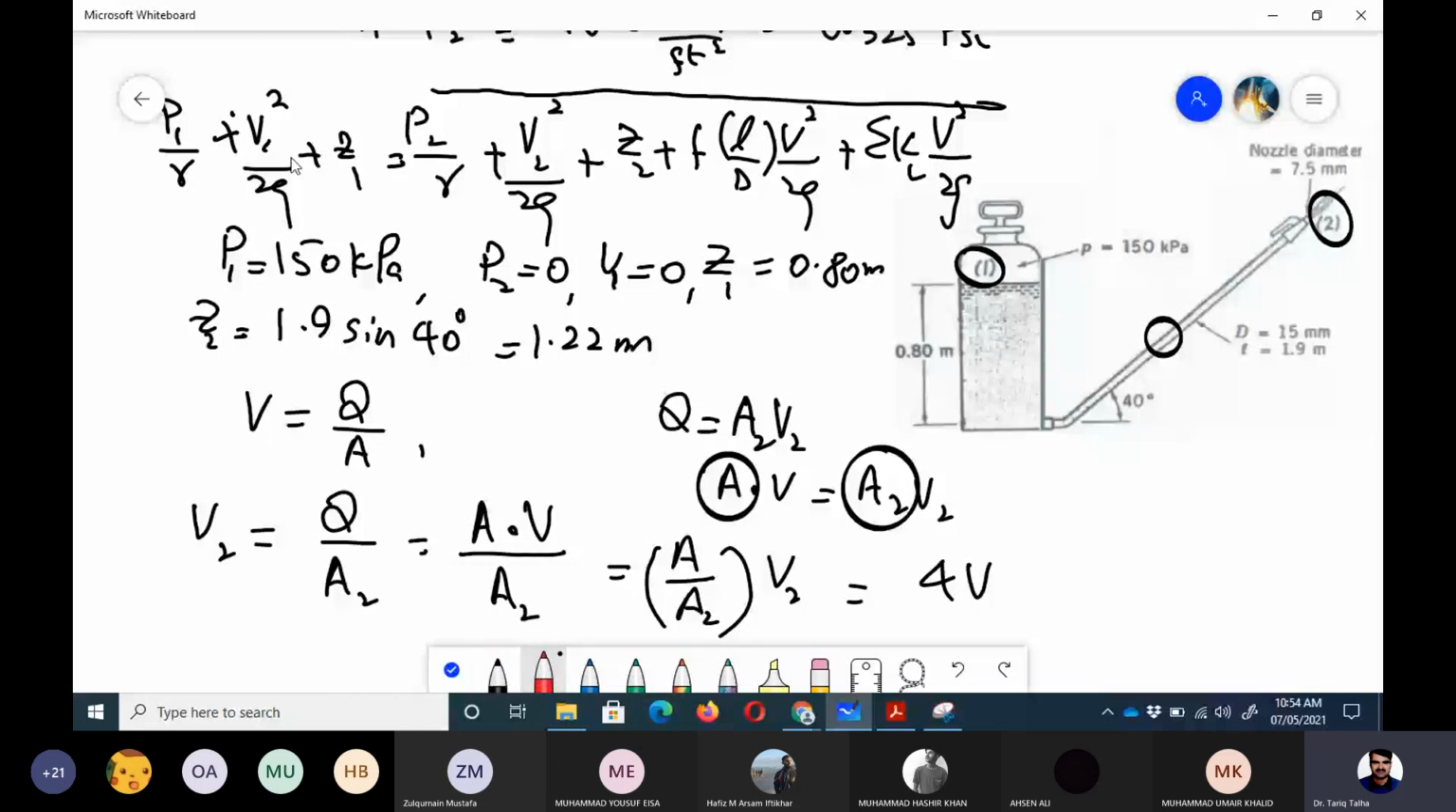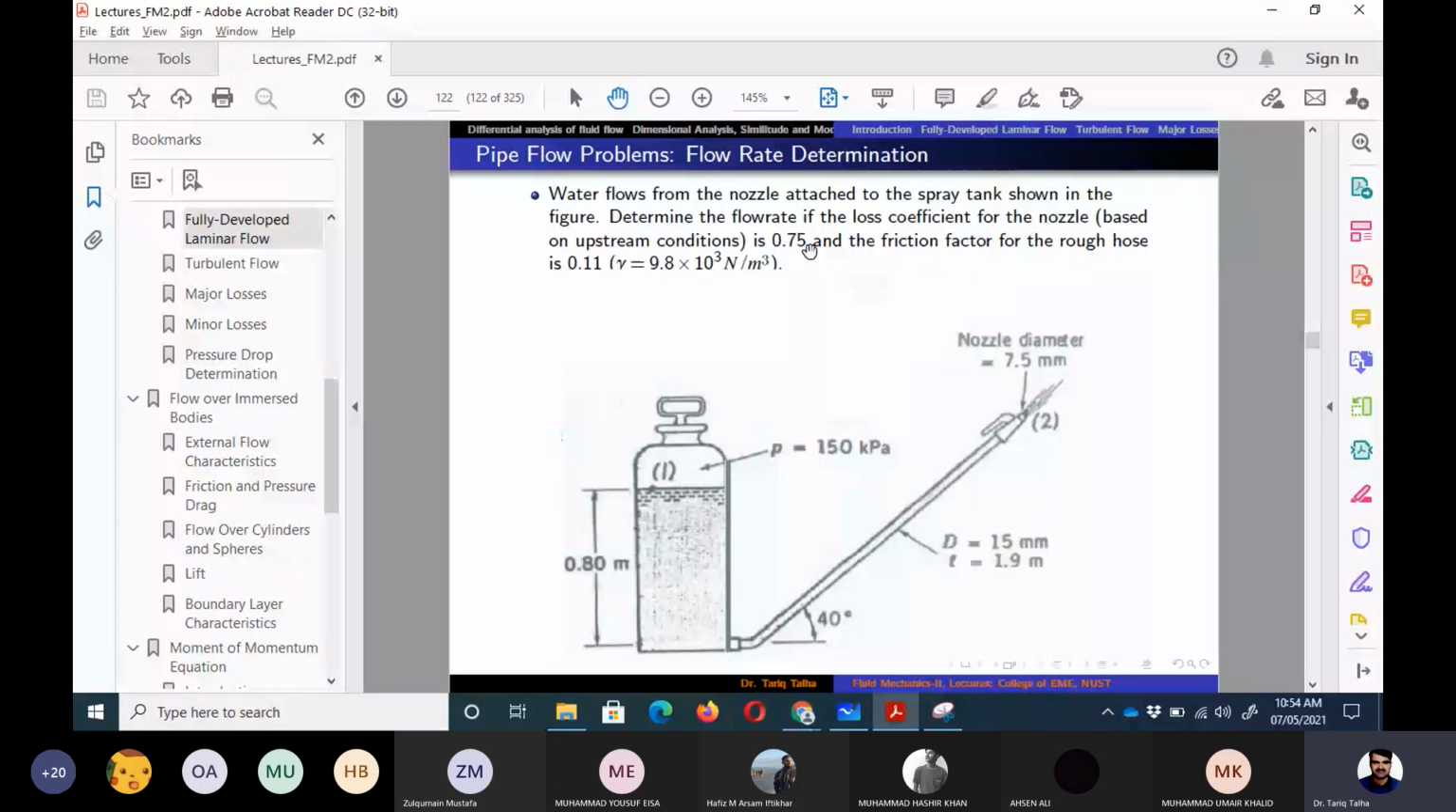Now it's just a matter of putting in the values. First of all, V1 is equal to 0, and then all other values are known. The f value that is given to us is 0.11, and then the KL value that is given to us is 0.75. So let's put the values here.